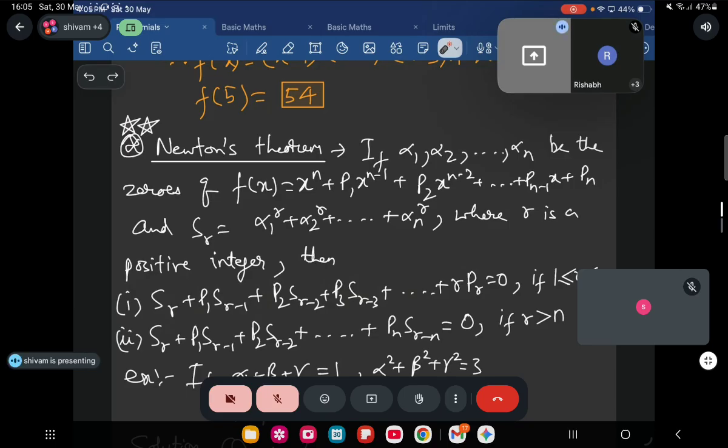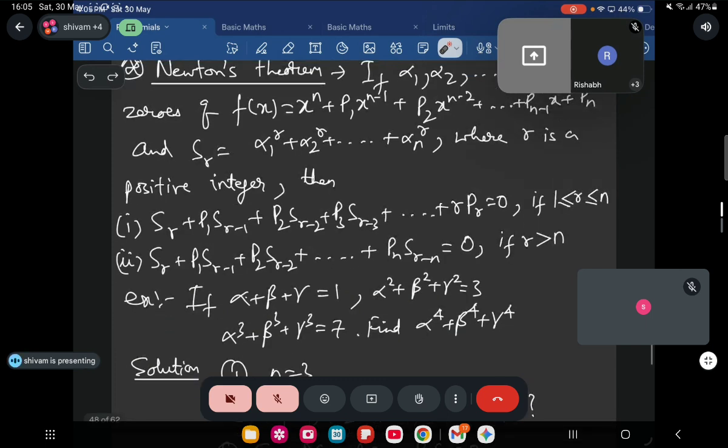But if r is greater than n, then what will you have? Sr plus P1 S(r-1) plus P2 S(r-2) plus P3 S(r-3) plus P4 S(r-4) plus up to Pn S(r-n). It cannot cross S(r-n), because r is greater than n. This will be equal to 0 if r is greater than n. Tell me, is it clear?